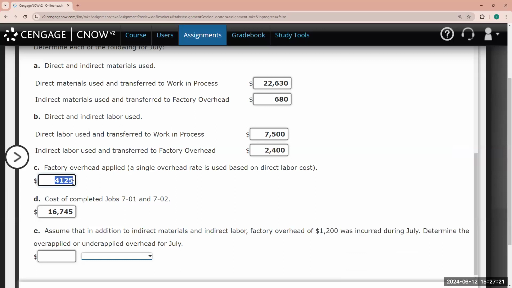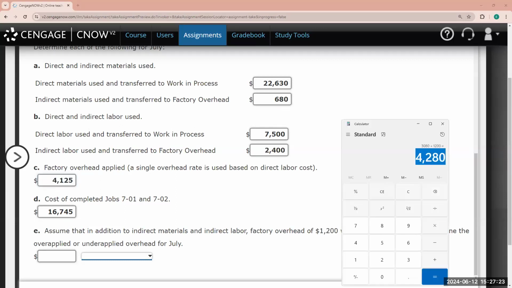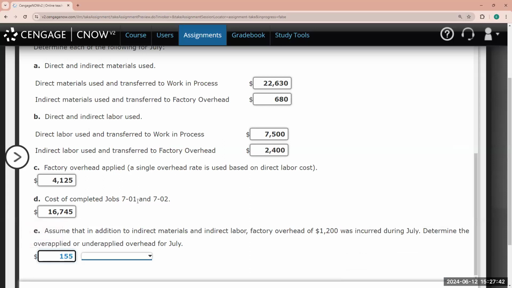Versus how much we estimated we would spend. We estimated that we would spend 4,125, but we actually spent 4,280. So when we compare how much we actually spent versus how much we estimated, we see that we spent $155 more. Therefore, it was under applied.